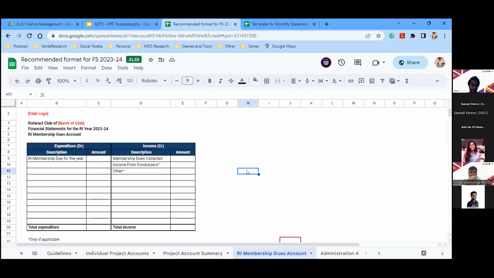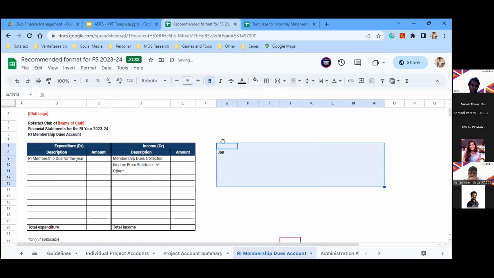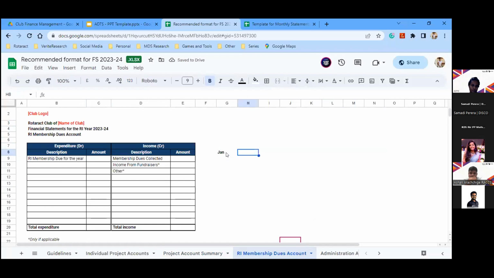Okay, going back to RI membership dues. Whatever RI membership due you pay for the year will be recorded here. Now, the RI billing cycle is from January to December, while our Rotaract year goes from July to June. So we kind of have a problem there.